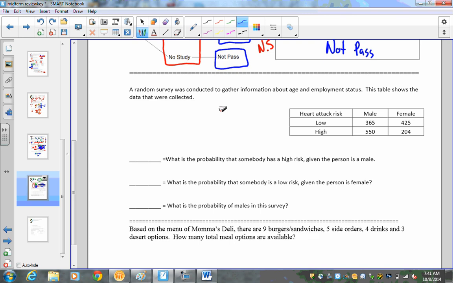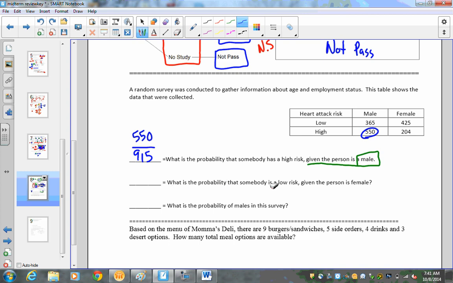A random survey was conducted to gather information about age and employment status. It says here, what is the probability that someone has a high risk given the person is male? What's very important about these types of probability questions is that it's giving you a restriction of male, meaning I only want to know the males, not the entire population. So 365 plus 550, that's a grand total of 915 males in this study. What is the probability someone has a high risk? Well, that's 550 over 915. Of course you would reduce, but because of time we're not going to.